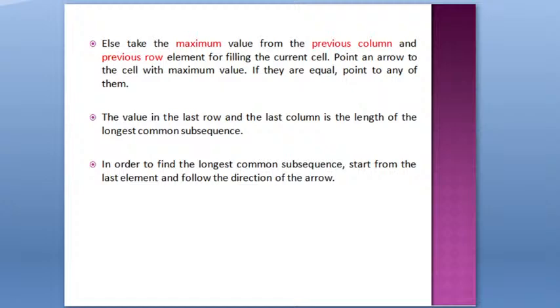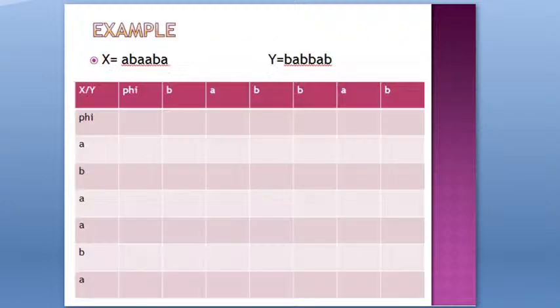Now, let's move to the example. Today we are going to solve one example using dynamic programming, where we need to find the length of your longest common subsequence as well as the possible characters. We have two strings, x and y. Please write it down, everyone. Your x is a b a b a, and your y is b a b b a b.